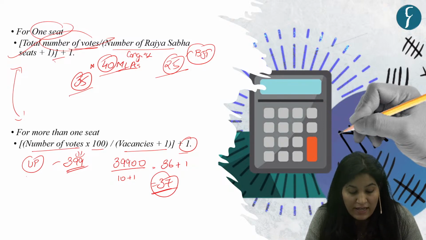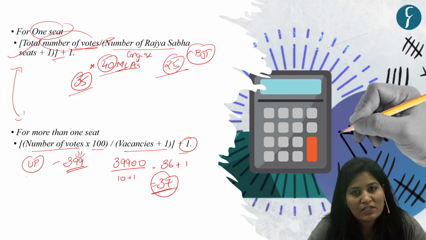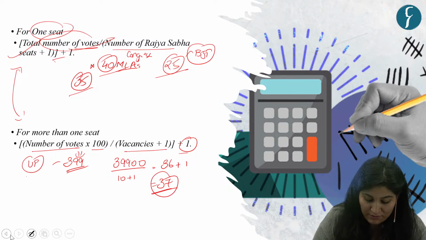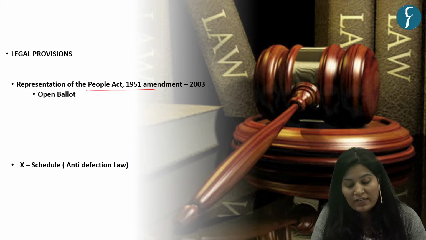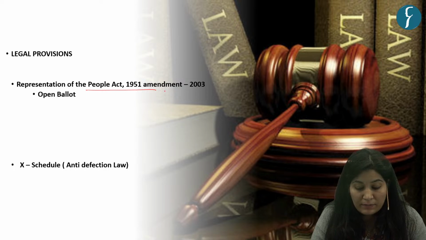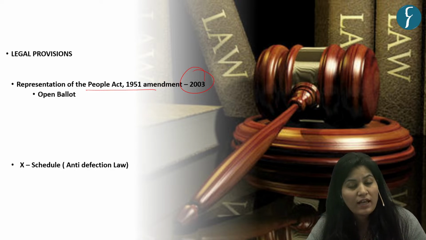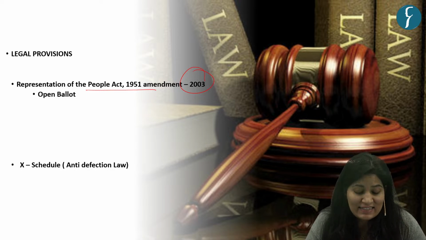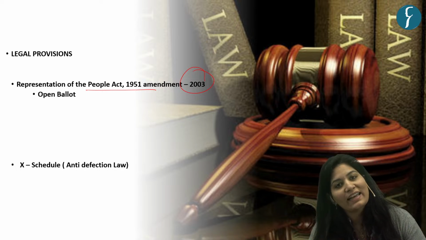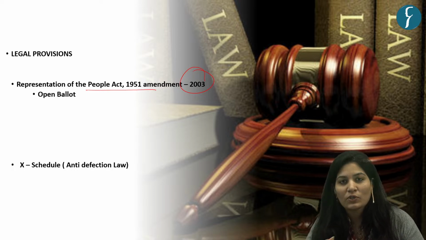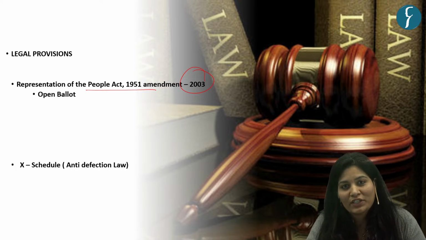Now, the next question you will ask is whether we have any legal provision to curb this practice. Yes, we have. We have the Representation of People Act 1951 amendment, and this amendment was carried out in the year 2003. According to this, this amendment can stop any legislative assembly member from voting against their party line. So here, according to this act, this Congress member would not have voted for the BJP candidate.